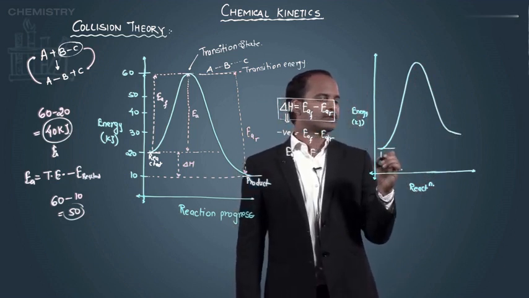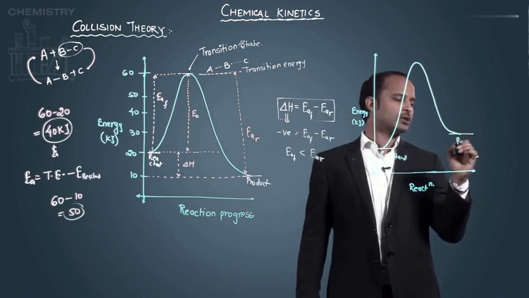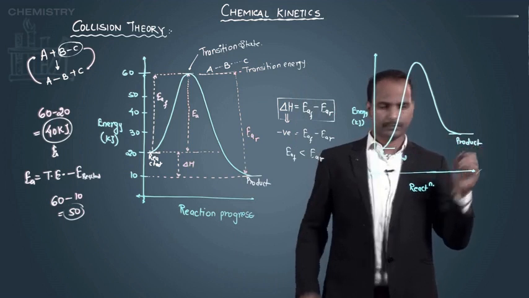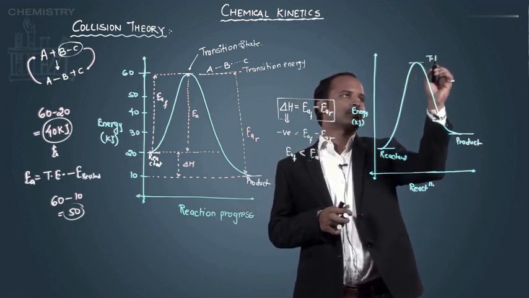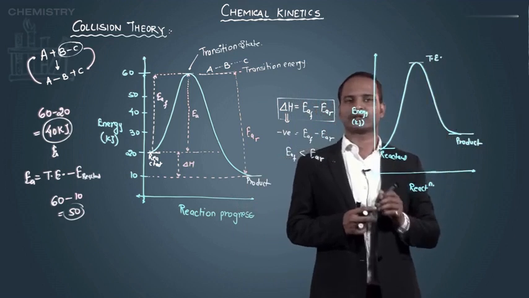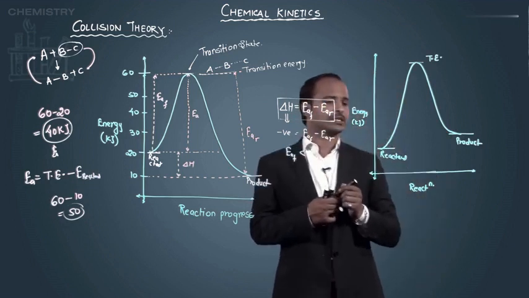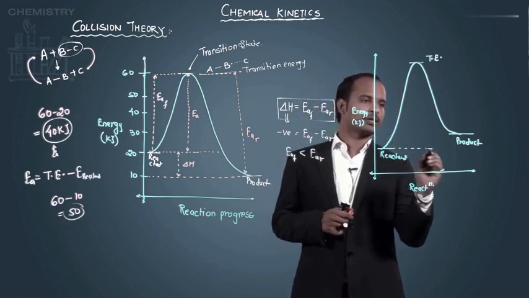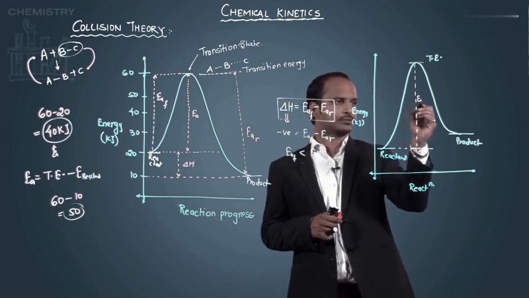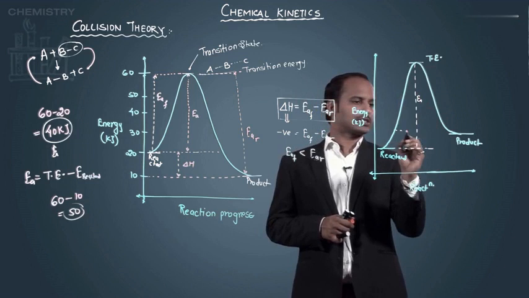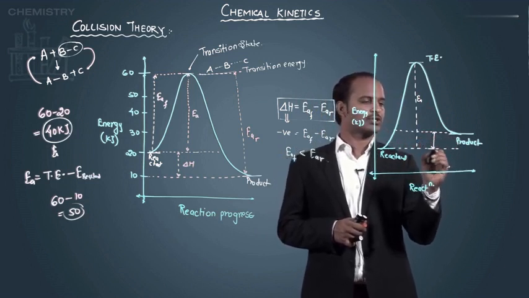Here, this is the energy of the reactant. This is the energy of the product. And this is going to be the transition state, and the energy associated with it is the transition energy. In this case, this is going to be the activation energy for the reactant, and this is the difference between the product and the reactant energy. That means this is going to be delta H.